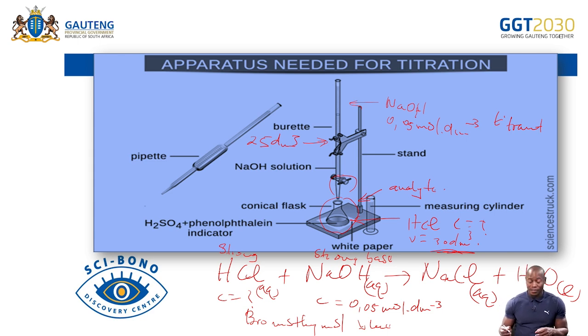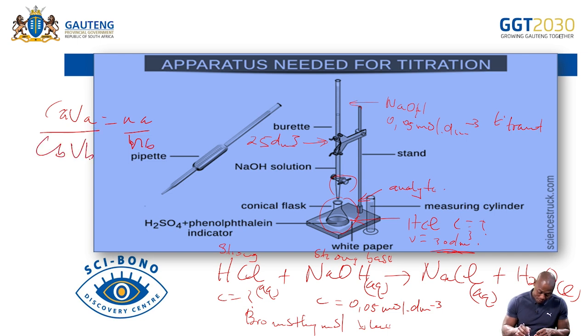Okay, so the concentration of hydrochloric acid, one of the equations that you can use is CaVa over CbVb equals Na over Nb, right? So Ca is the concentration of an acid, and Va is the volume of an acid, right? And then Cb is the concentration of a base, and Vb is the volume of a base. Then Na is the number of moles of an acid from the balanced equation, Nb is the number of moles of a base from the balanced equation.